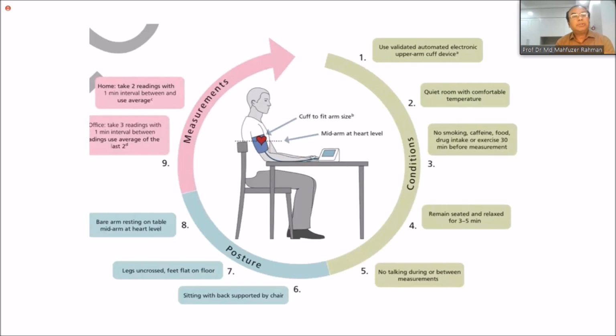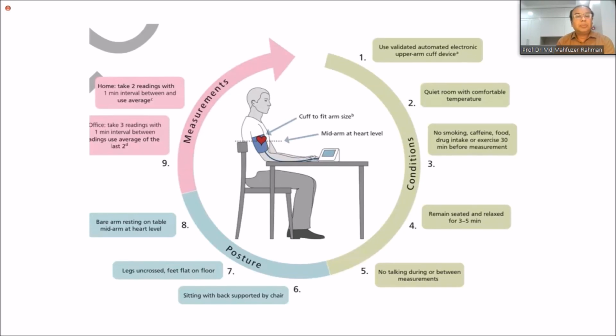In home blood pressure measurement, we take 2 readings with 1 minute interval between, and finally we use the average. In office blood pressure measurement, it is nowadays said that we should take 3 readings with 1 minute interval between, and finally we average the last 2 values in office blood pressure measurement.